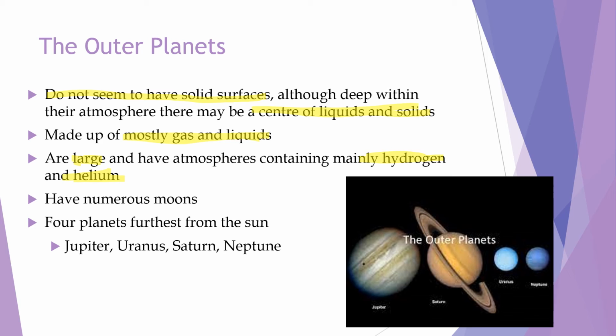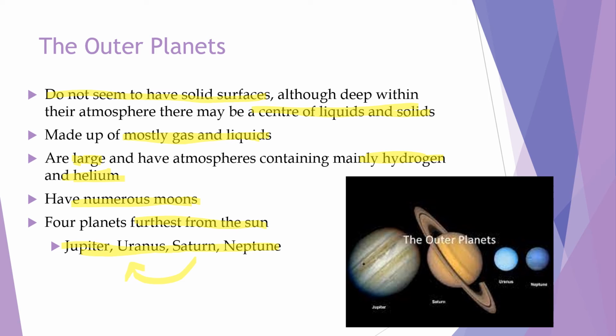These outer planets have numerous moons, so they tend to have a high number of moons in comparison to the inner planets, and they are the furthest planets from the sun. So we know them as Jupiter, Uranus, Saturn, and Neptune. In order, Saturn should be here. Jupiter, Saturn, Uranus, Neptune.